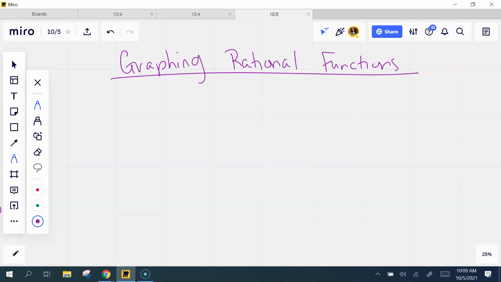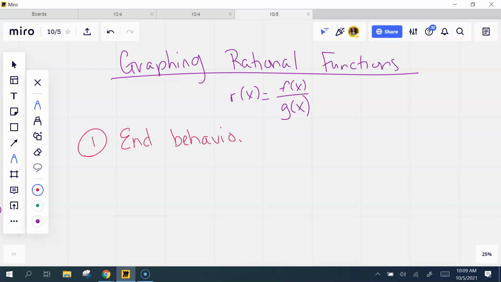All right, so let's talk about what we know about rational functions. Remember, this is my f of x over g of x, two functions divided by each other. Instead of calling my horizontal asymptotes, I'm going to call them something else. I'm going to call them end behavior asymptotes. Why might I be calling them end behavior asymptotes?